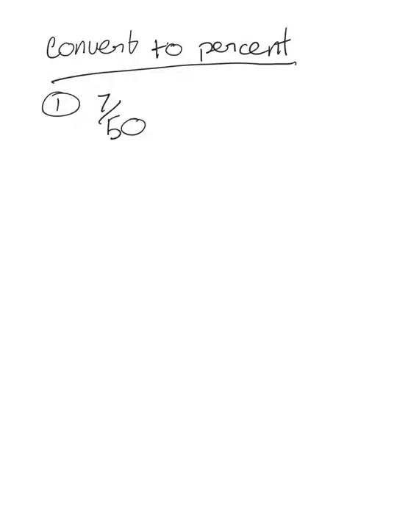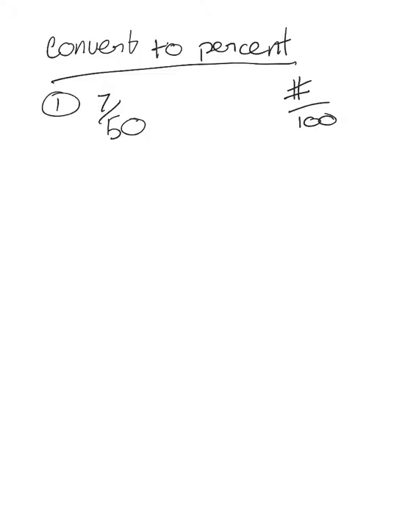So in this video, we're going to learn how to convert from fractions to percents. So what's a percent? A percent is basically a number over 100. That's what a percent is. So the first thing you should try to do is change your denominator into 100 by multiplying the top and bottom by the same amount.